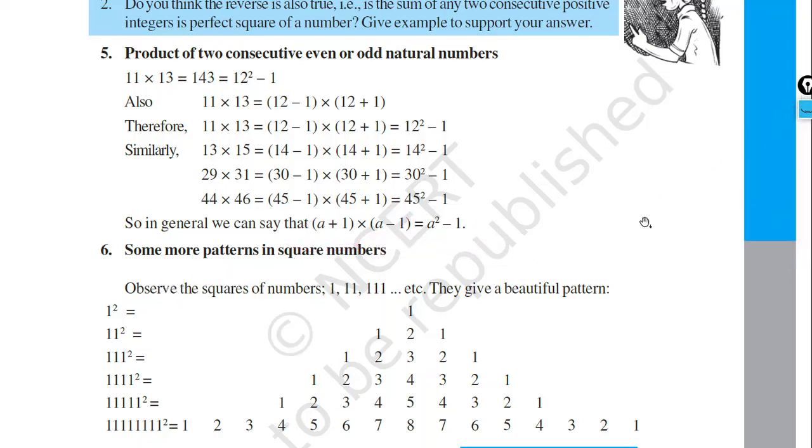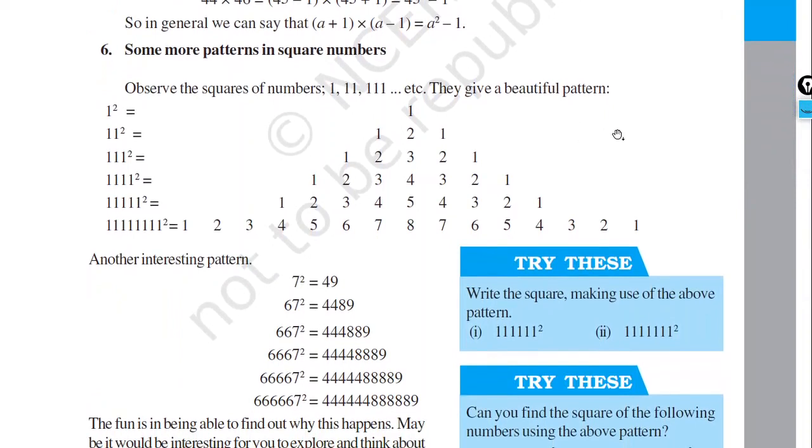Some other patterns are there. Look at it. Here is another pattern. 1 square equals 1, 11 square equals 121, 111 square equals 12321. Please check it out. You just multiply at your home and check whether this is true or false. Again, 1111 square equals, very nice, 1234321. A very nice pattern is here, you can see.